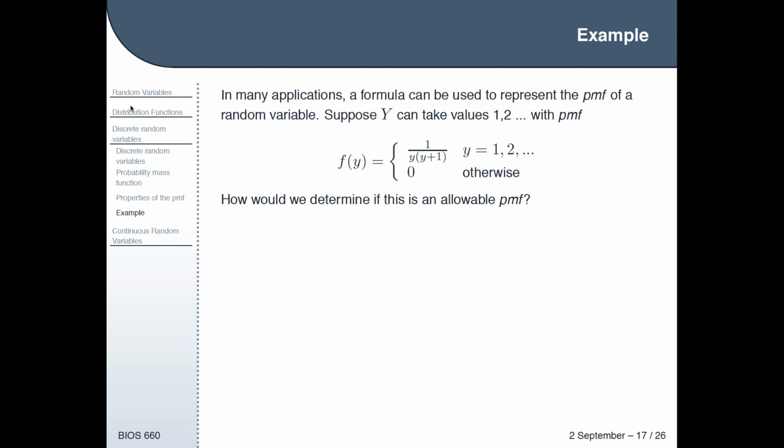Why do you need to say that f of y is 0 otherwise? You already said y can take values of 1 and 2. Just for the sake of completeness, when you're defining any type of real valued function, you should define its value for all possible real numbers in the domain. So here we're just spelling out if y is one of these countably infinite number of values, i.e. a natural number, it takes this. For any y that's not a natural number, it's 0.